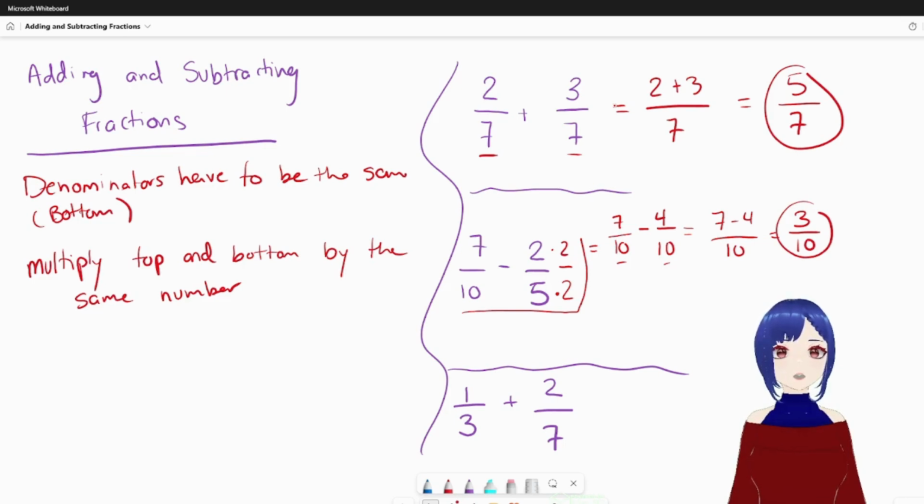You'll see here, all we did is one level of multiplication. It wasn't super hard multiplication. It was 2 times 2, 5 times 2. And then we subtracted, and when we subtracted, it was only the top numbers.